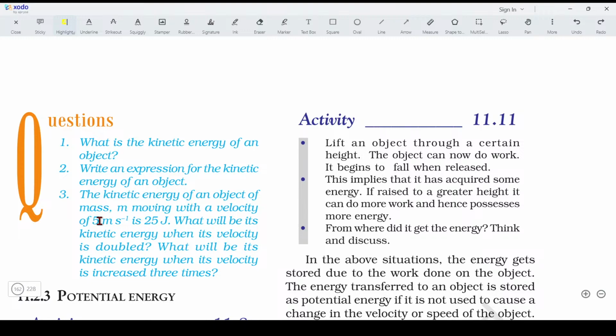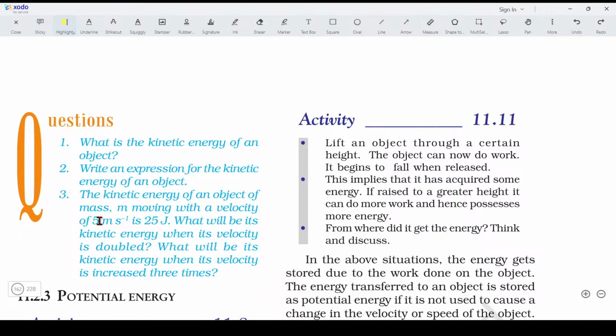What does that mean? Kinetic energy has become how many times? 25 to 100, 4 times. So that means if you double your velocity, your kinetic energy will become 4 times.